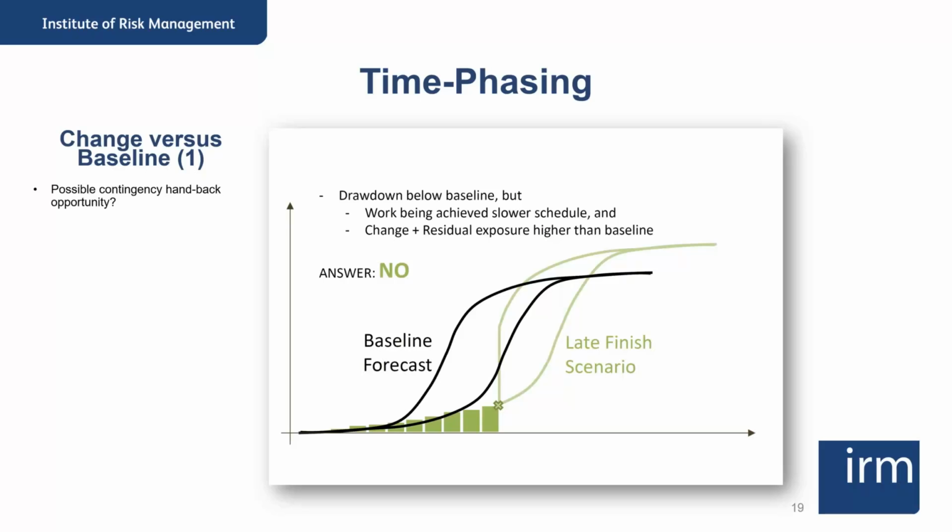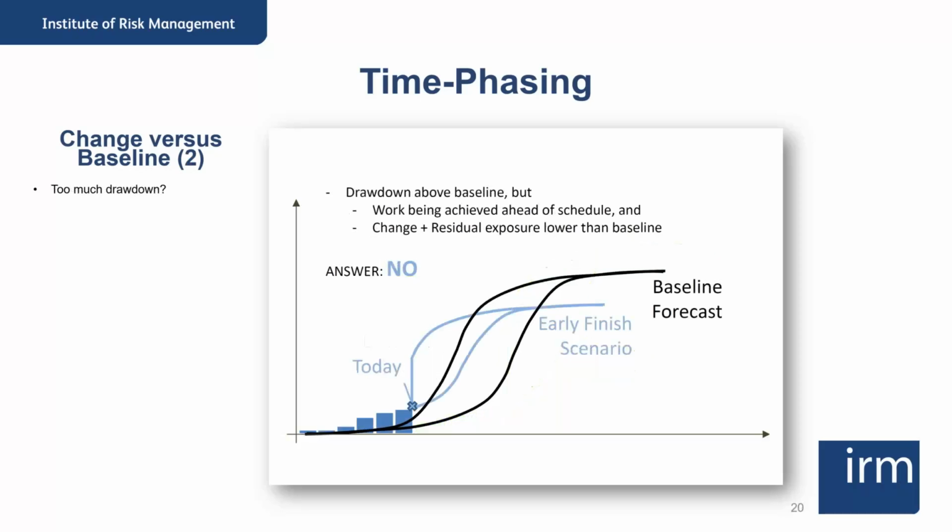This example on the page, that's often a question you might get. In this case, it might not be the case that you do have a handback potential. The final slide is the other way around. You may actually be drawing down ahead of what you expected, but is it because your risk has been worse than you expected, or maybe you're making greater progress?